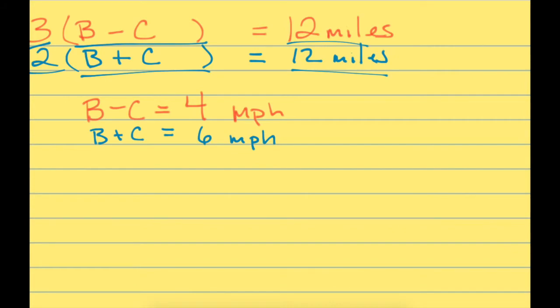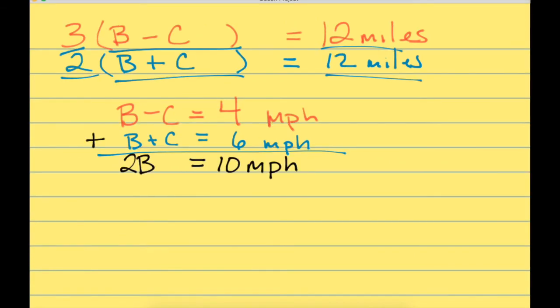Now notice, because their coefficients match, I can either add, which will eliminate the C's, or I can subtract, which will eliminate the B's. Now I find that when I subtract, I tend to make more mistakes. So I'm going to add the two equations and eliminate the C's. Okay, so when I add my equations, I get 2b on the left. The C's eliminate each other, and I get 10 miles per hour on the right. Dividing both sides by 2 tells me that my boat is moving 5 miles per hour by itself.